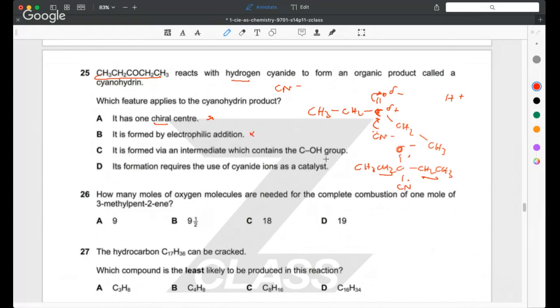The intermediate contained an alcohol group. Well, no, it didn't. The intermediate had oxygen with a negative sign on it. Only at the end of the reaction did you get the alcohol. So the intermediate is that. So the intermediate did not have an OH group. And so just by the process of elimination, the answer for that question is D.